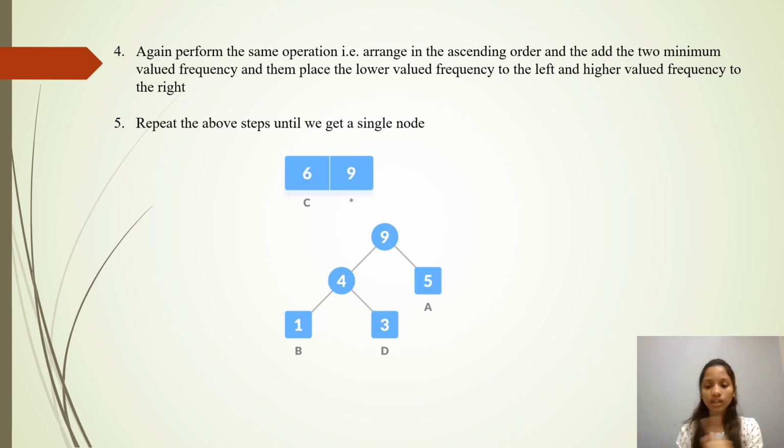Then we have to make a subtree, that is 9, 4, 5 and 1, 3. 1 is the left subtree of 4 and 3 is the right subtree of 4, and 4 is the left subtree of 9 and 5 is the right subtree of 9.